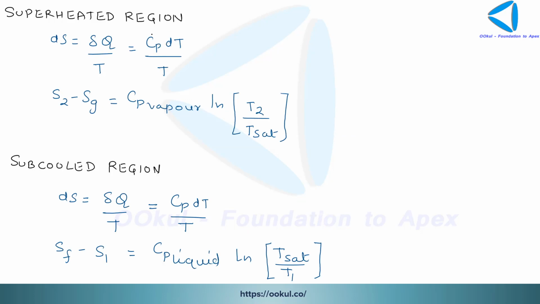Next, in the superheated region we have ds equals del Q by T, with del Q written as Cp dT by T. So S2 minus Sg will be equal to, since we are in the superheated region, Cp of vapor, and if we integrate it we get natural log of T2 by T saturation. Similarly, in the subcooled region we have ds equals del Q by T equals Cp dT by T. So SF minus S1 equals Cp liquid times natural log of T saturation by T1, since in the superheated case T2 is greater than T saturation, and in the subcooled case T saturation is greater than T1.